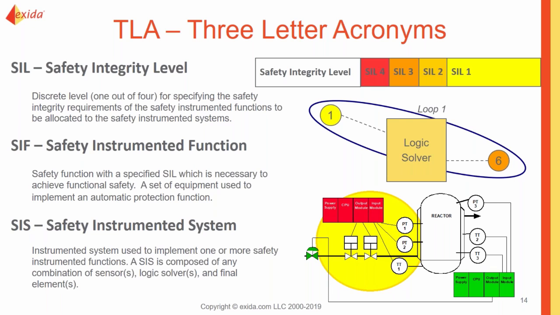SIL, if you've heard of functional safety, that's probably the first thing you're going to hear of. And a SIL is a safety integrity level. And these are 4 different levels, 1 through 4, and they are going to show how well the safety function is going to do its job, how much risk can be taken out.